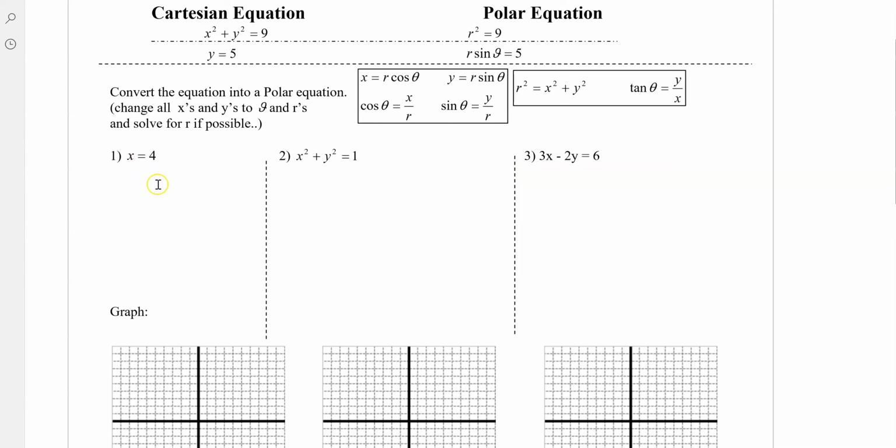So here our x is equal to 4. That means x is r cosine theta, and guess what? We now have polar coordinates. So let's look at that in Desmos.